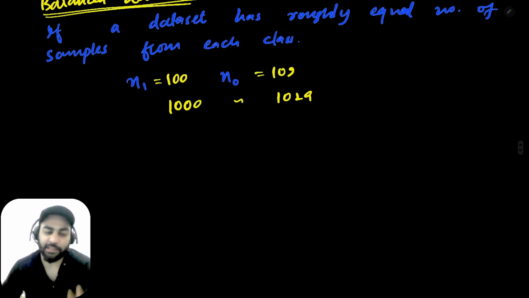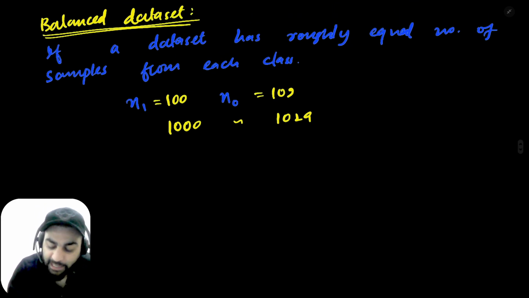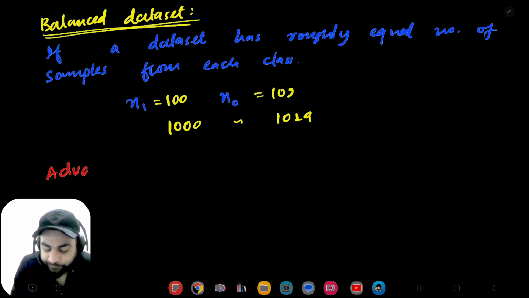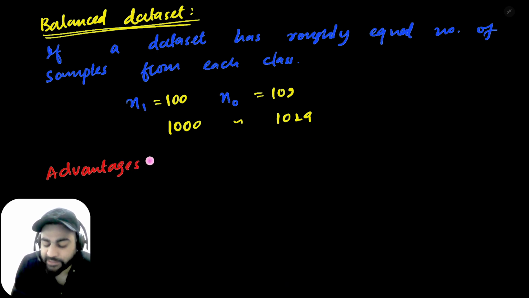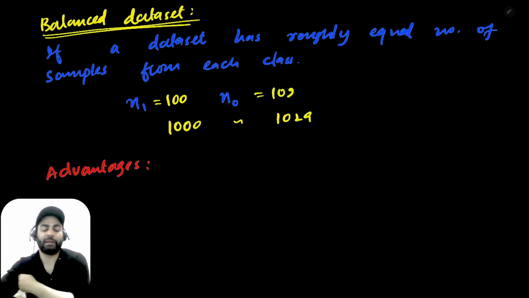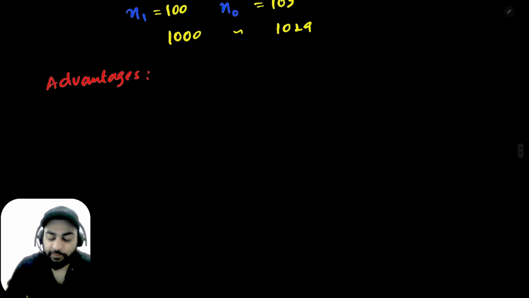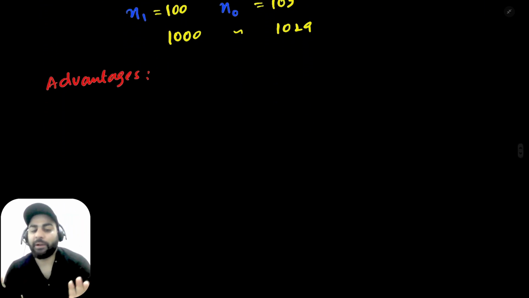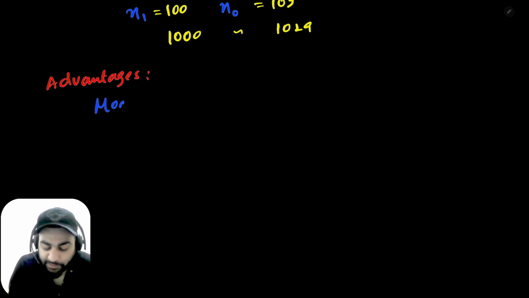So what are the advantages? First I'll tell you the advantages, and why imbalance in a data set is a problem. That's why I introduced the balanced data set first. I'll write the advantages it provides, so that you will see, if there is an imbalance in the data, what problem it'll pose. The first thing is that it will give better model performance. Why? Because it will not be biased towards any class. Model performance.